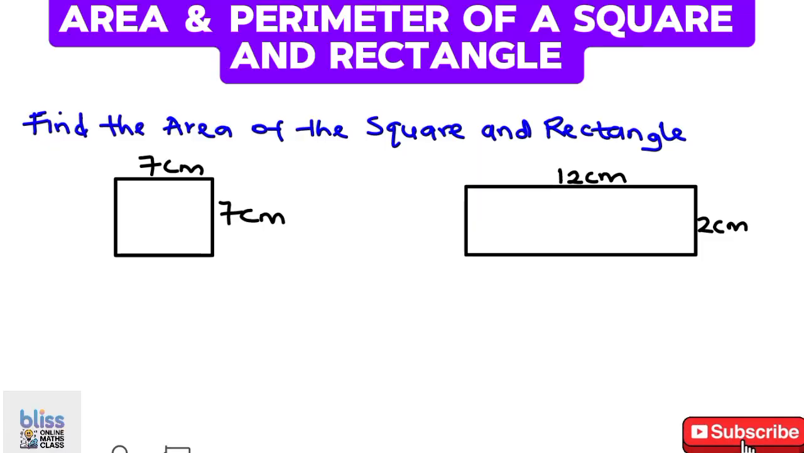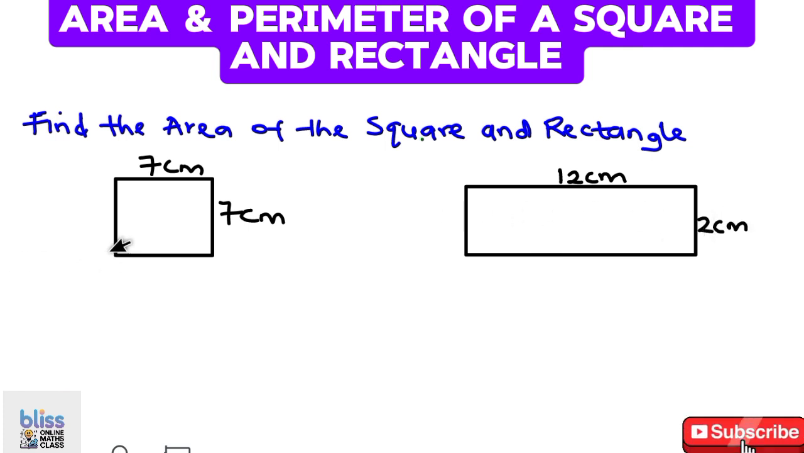Everyone, you're welcome to this class and I'll be teaching you how to calculate the area and the perimeter of a square and a rectangle. So here we have find the area of the square and rectangle. This is a square and this is a rectangle. A square has all four sides equal, while a rectangle has two equal lengths and two equal breadths.